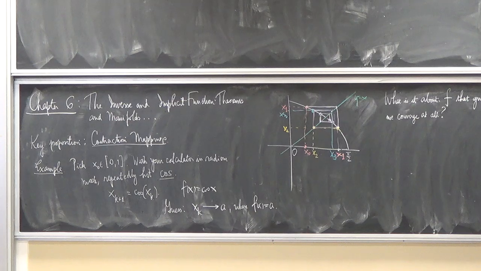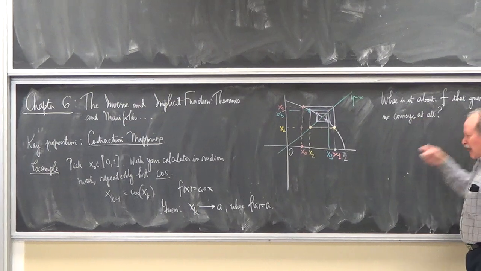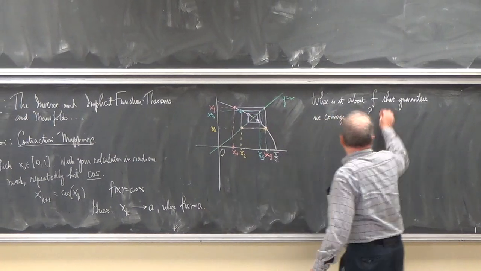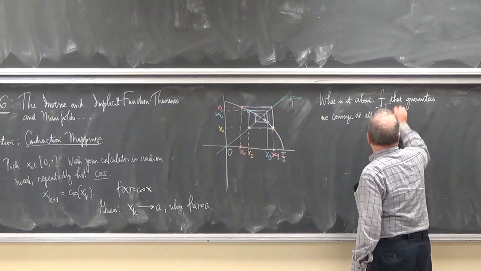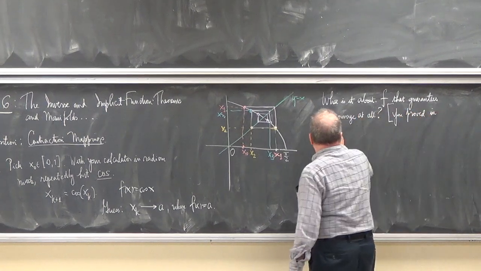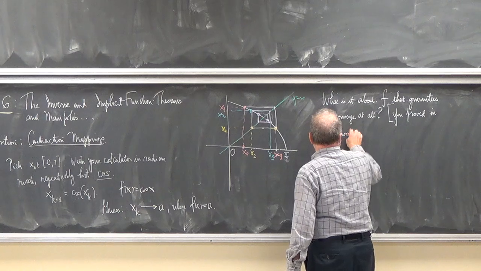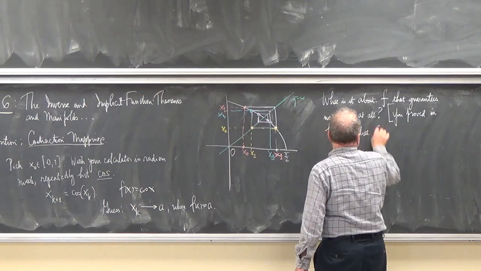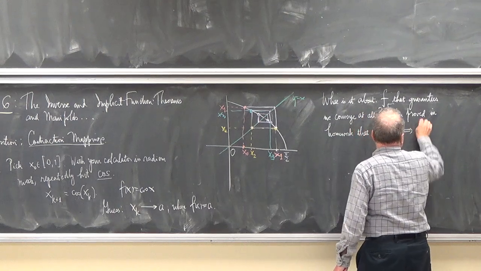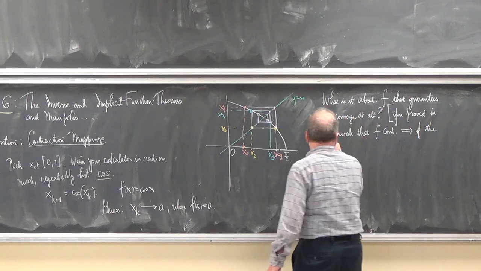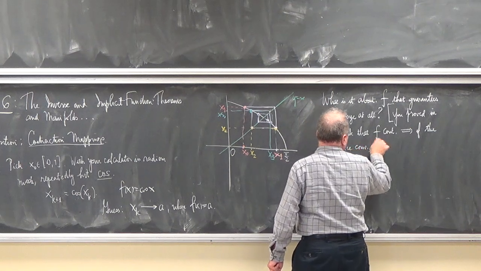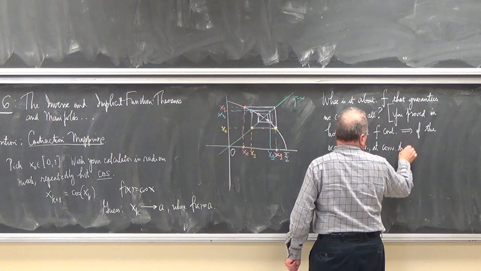So you guys proved in homework last semester that if it converges, it has to converge to a fixed point, because f is continuous. You proved in homework that f continuous implies if the sequence converges, it converges to a fixed point.